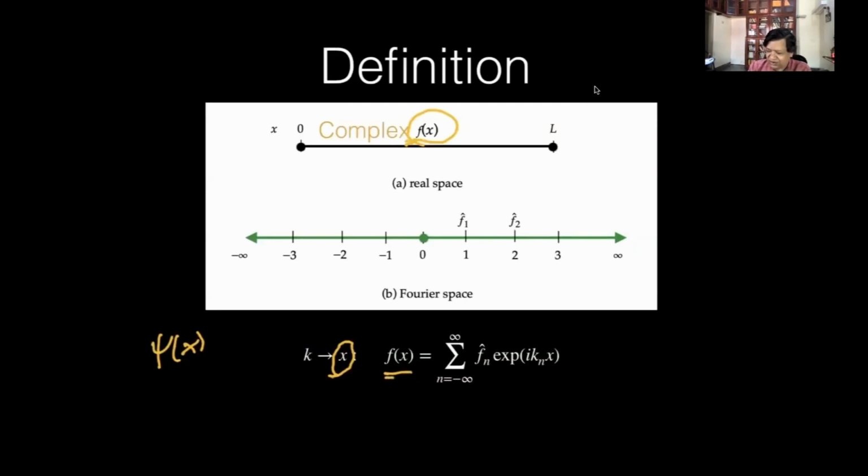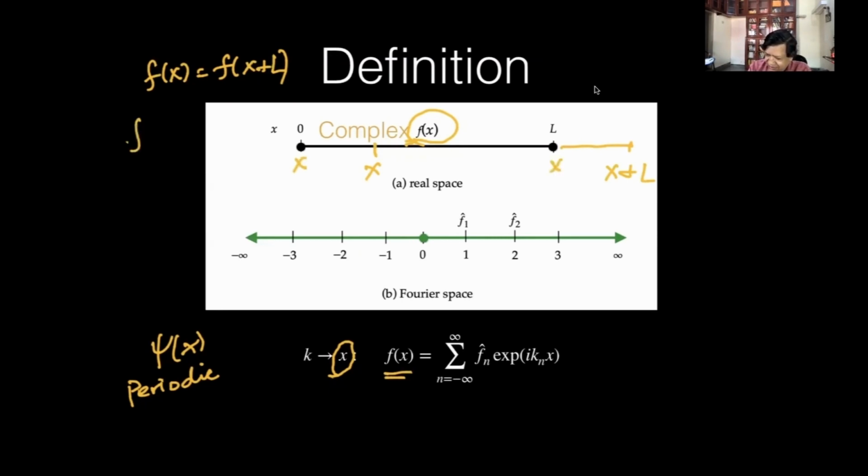This is a theorem by Fourier: any periodic function. Periodic means I take any point x, then x plus L, and my function f of x equals f of x plus L. So the period is L. We don't need to save all the data; we save only from 0 to L. But remember that the data here is the same as the data here, because f of 0 equals f of L.